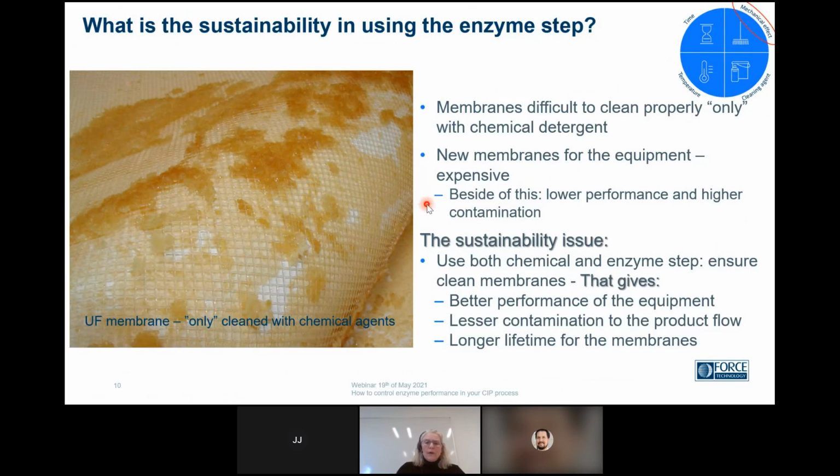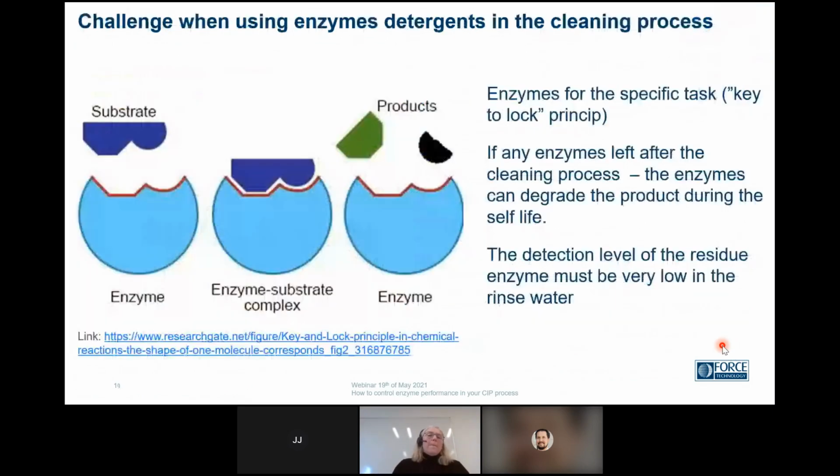The sustainability issue in using both the chemicals and the enzyme step is to ensure that the membranes are clean. That gives a better performance of the equipment, lesser contamination to the product flow, and longer shelf life for the membranes. But there are also challenges when using enzymes as detergents in the cleaning process.